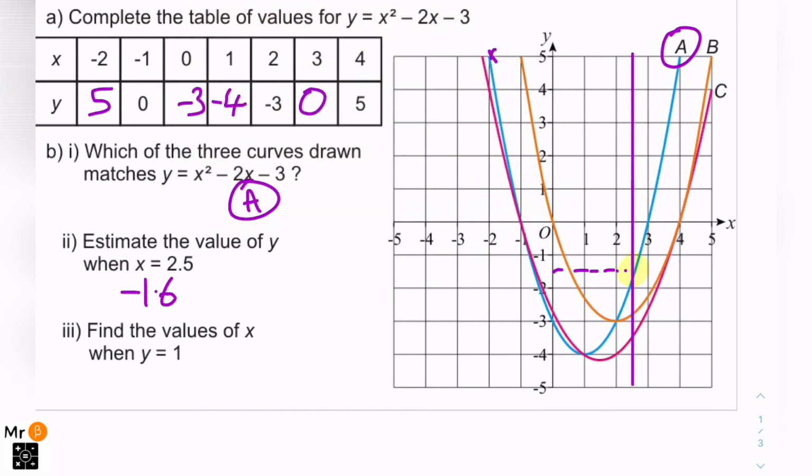Find the value of x when y is 1. We are looking for our line to go across at y equals 1. And we're looking at where it crosses. And we're going to read off our x value this time. And we can see that roughly is about minus 1.2.